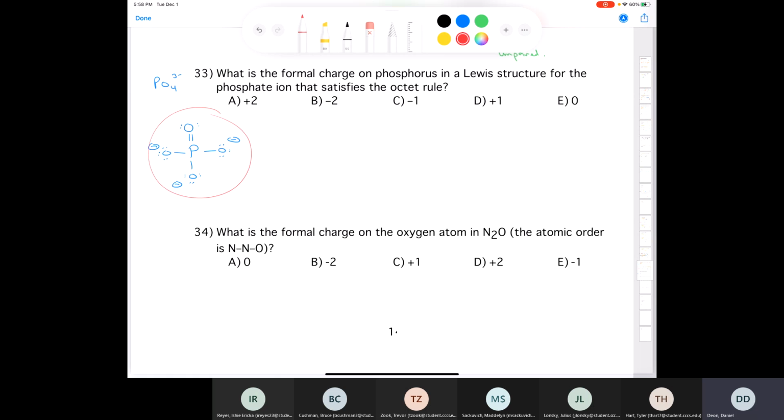All of the oxygens in this obey the octet rule. I promise you they all do. But the phosphorus is surrounded by 1, 2, 3, 4, 5, 6, 7, 8, 9, 10 electrons. So that does not obey the octet rule. How would I make that obey the octet rule?